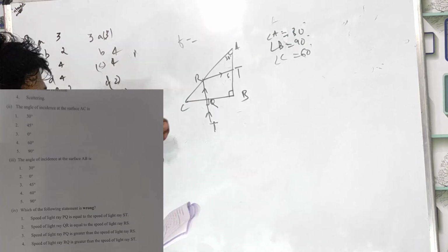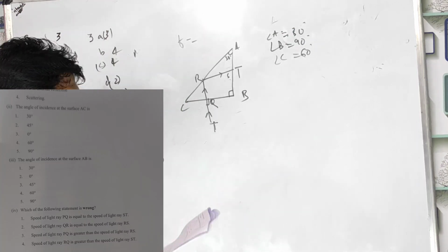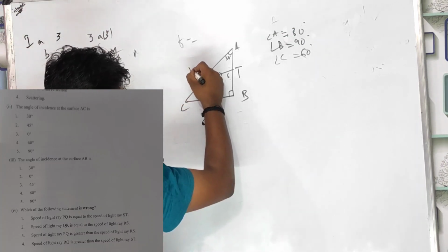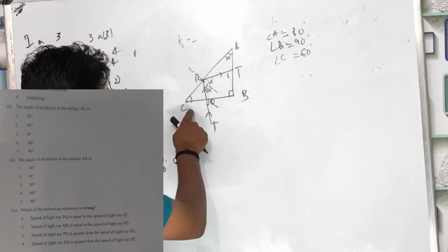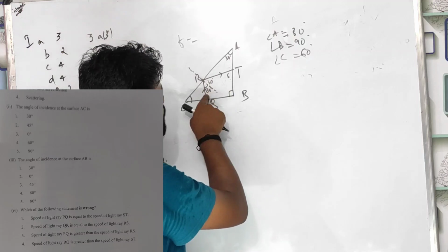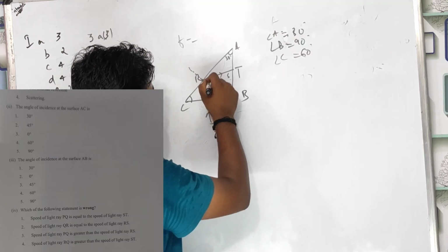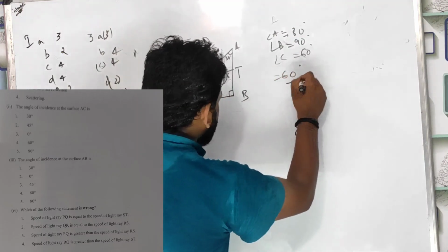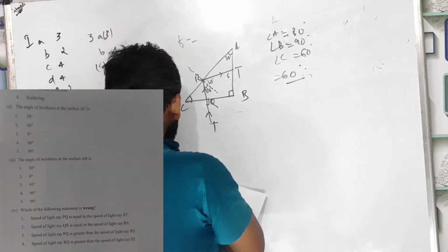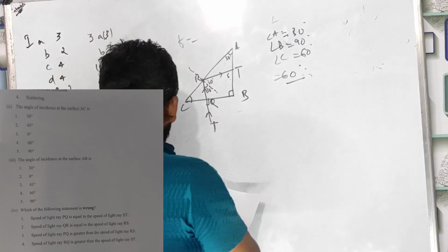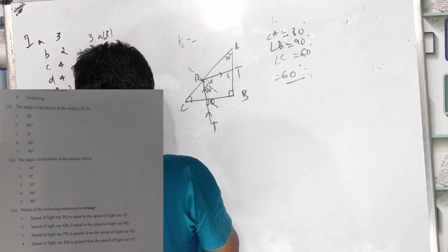Is it clear? If angle C is 70 degrees, then what is the surface? This means it is the normal. It's not 60 degrees. If it is 60 degrees, then here it will be 30 plus 30, so you have a total angle of 60 degrees. The answer will be 60 degrees. That's it. Is it clear? Okay, so for option 3, the answer is 60 degrees.